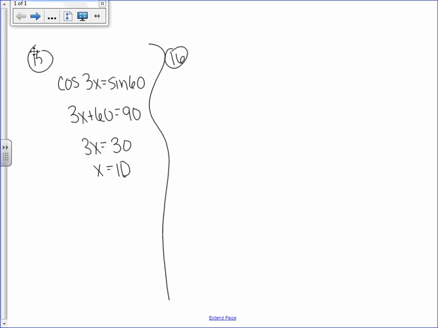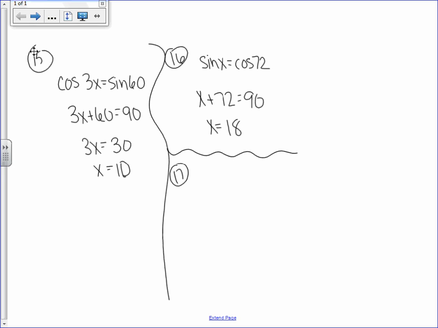16. Cosine 72 is equal to sine x. Sine x, cosine 72. I wrote it backwards. Whatever. So we've got cofunctions that are congruent, so our angles are complementary. So x plus 72 is equal to 90. Subtract 72 from both sides, you get that x is equal to 18 degrees.